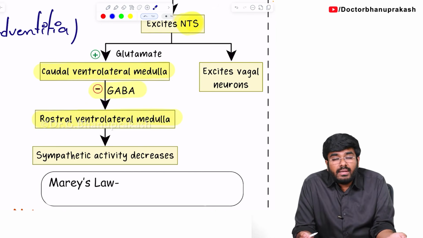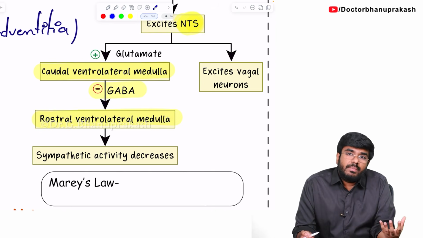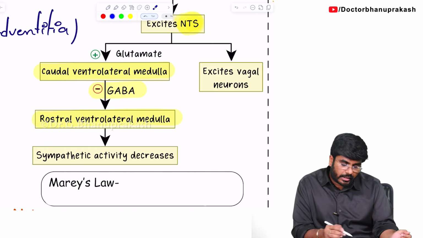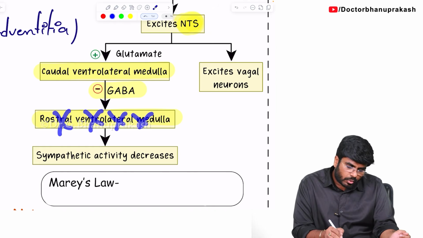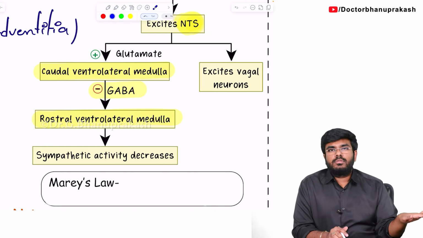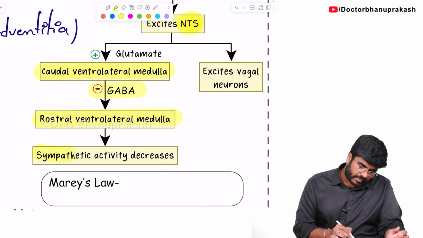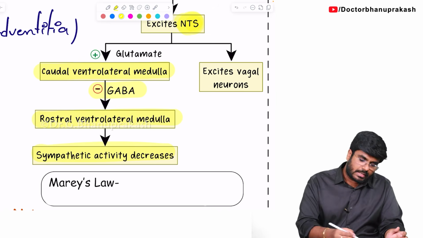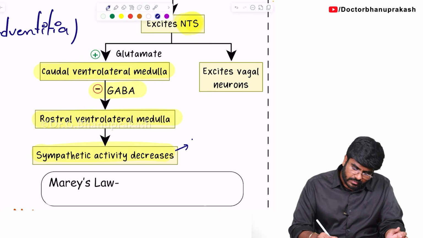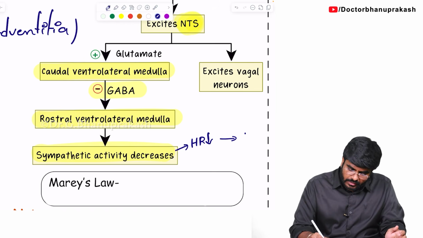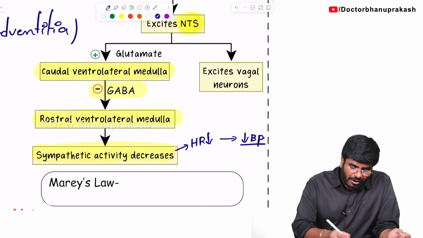And you know what is RVLM? RVLM is the sympathetic headquarters. RVLM is the one responsible for the sympathetic activity in the body. So the entire RVLM, the rostral ventrolateral medulla, is inhibited. So now, do you think sympathetic activity in the body works? No. Immediately the sympathetic activity goes down, sympathetic activity decreases. And whenever the sympathetic activity decreases, what do you think will happen to the heart rate? Decreases. What do you think will happen to the BP? Decreases. BP is also controlled.